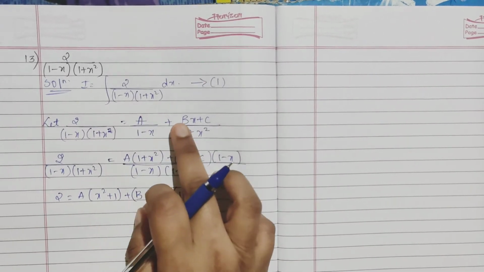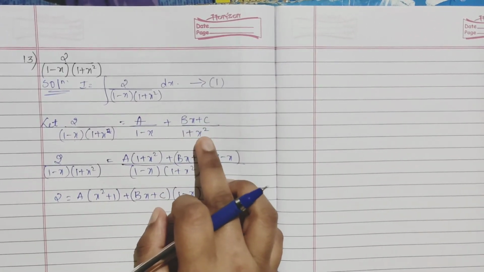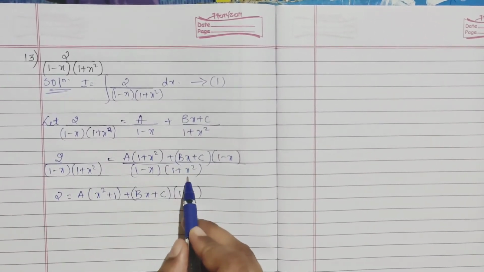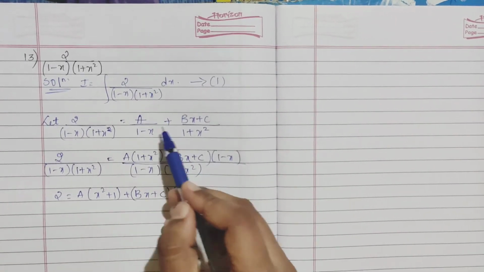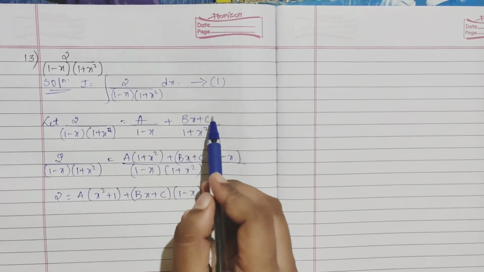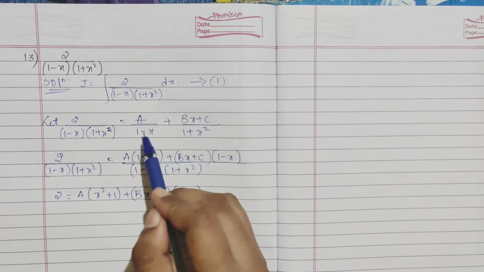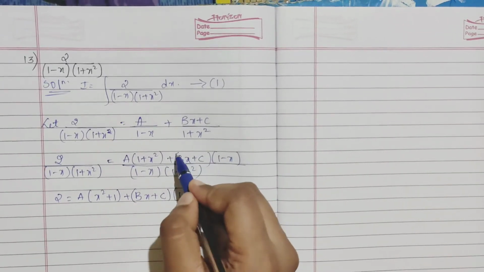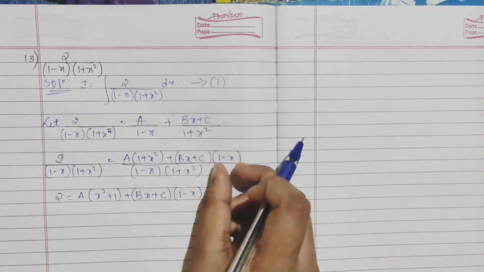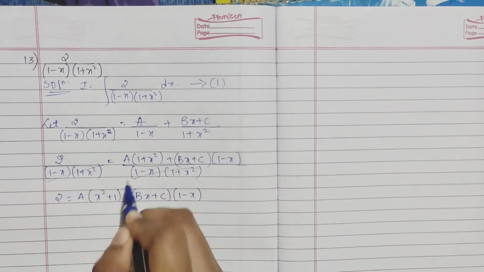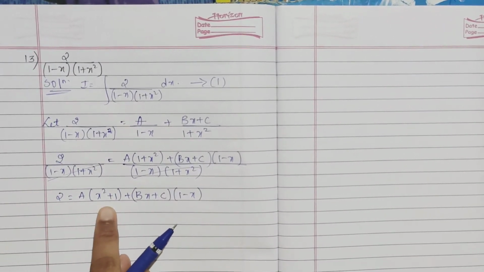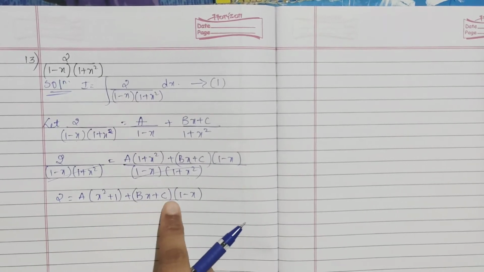So you have taken a by 1 minus x plus bx plus c divided by 1 plus x square. Now you take the LCM. Here a by 1 minus x, so you have to multiply with 1 plus x square. For bx plus c, since the denominator is 1 plus x square, you multiply with 1 minus x. Take the bracket, because you are multiplying the whole bx plus c. The denominators cancel off. You will have 2 is equal to a into x square plus 1 plus bx plus c of 1 minus x.